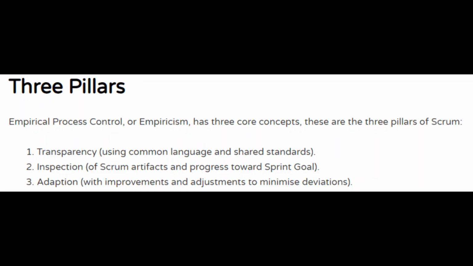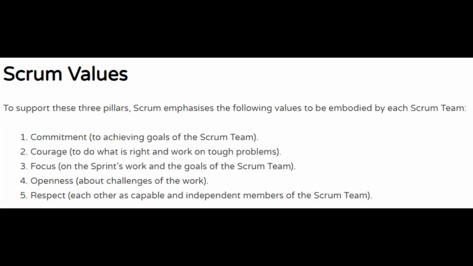When discussing the Scrum Framework, the 5 values and 3 pillars are often referenced. So empirical process control, or empiricism, has 3 core concepts. These are the 3 pillars of Scrum. Firstly, transparency, using common language and shared standards. Inspection of Scrum artifacts and progress towards a sprint goal. And adaptation, with improvements and adjustments to minimize deviations.